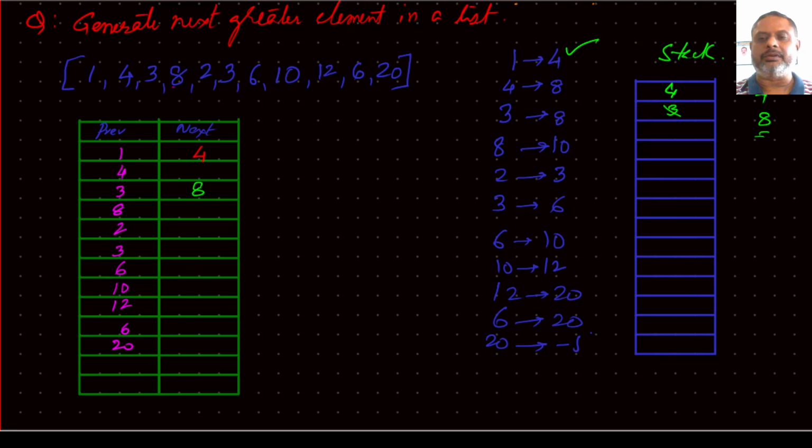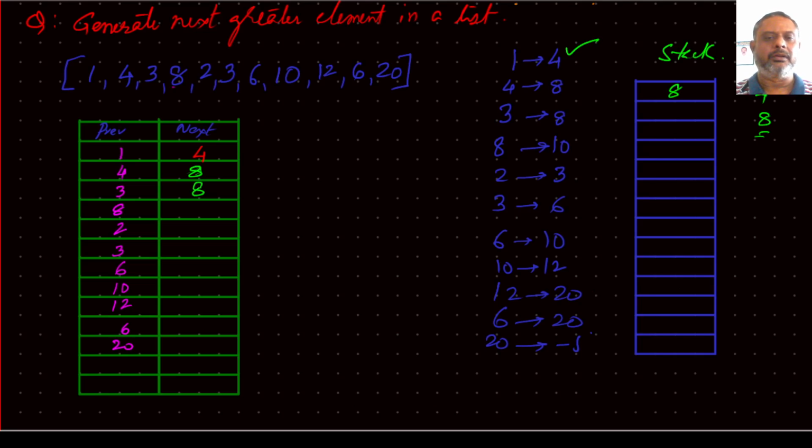So 3 is over. Now what is there on the top of the stack? 4. Is 8 greater than 4? Of course. So 8 comes here. Then this also is gone. So now after this, the stack becomes empty. Push this new value into the stack.